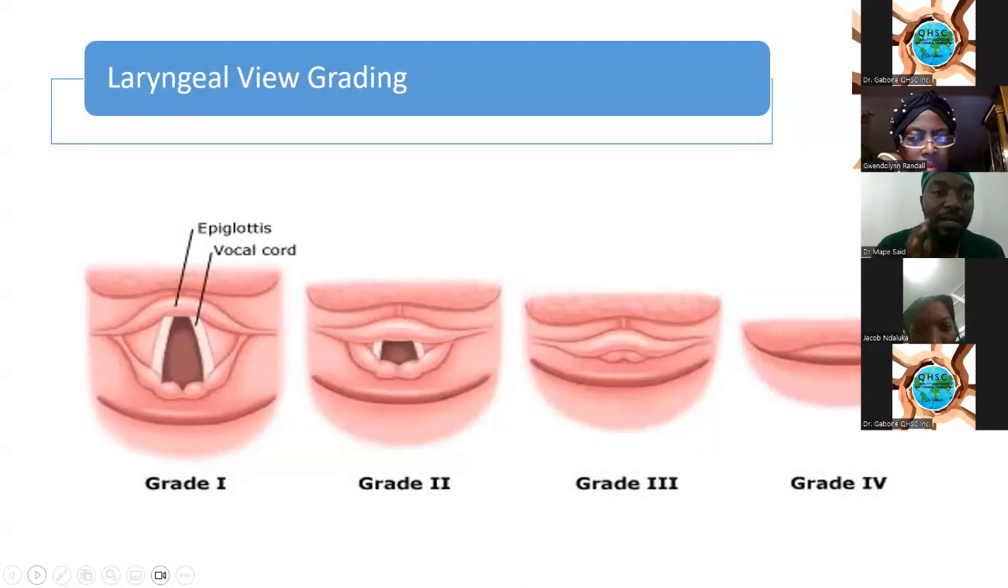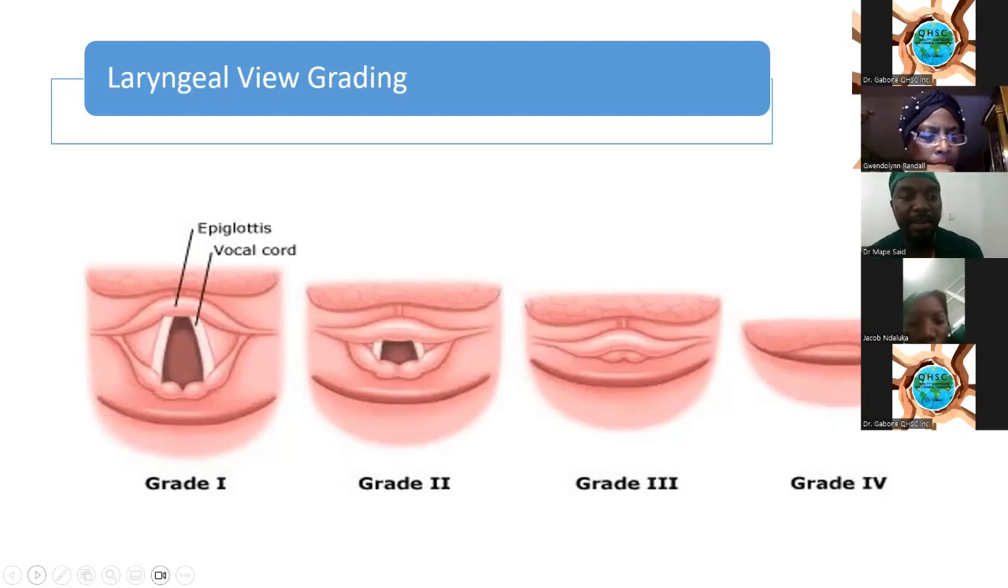So in grade one, also called the comatose hand grade, we can all appreciate the epiglottis and the vocal cords. The vocal cords or the orifice is visible very well. So here, it's easy to intubate because you can see the vocal cords and the opening to the trachea.